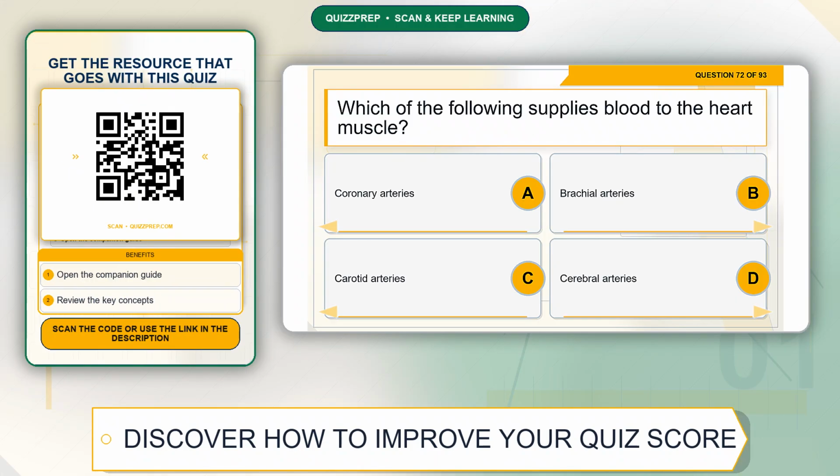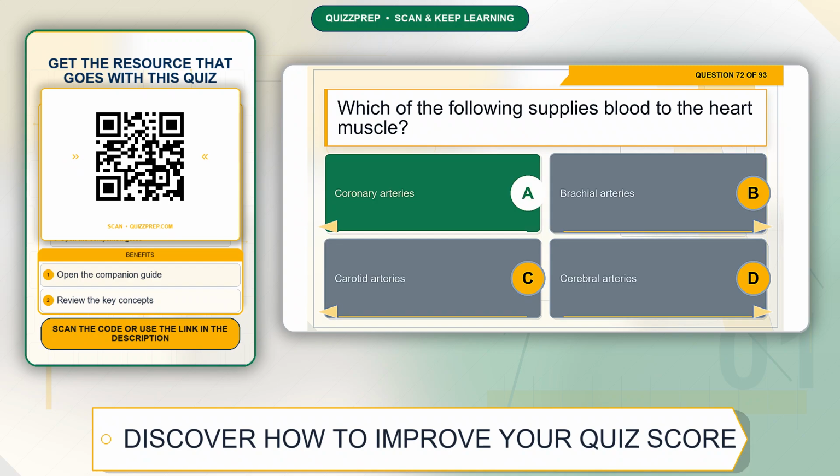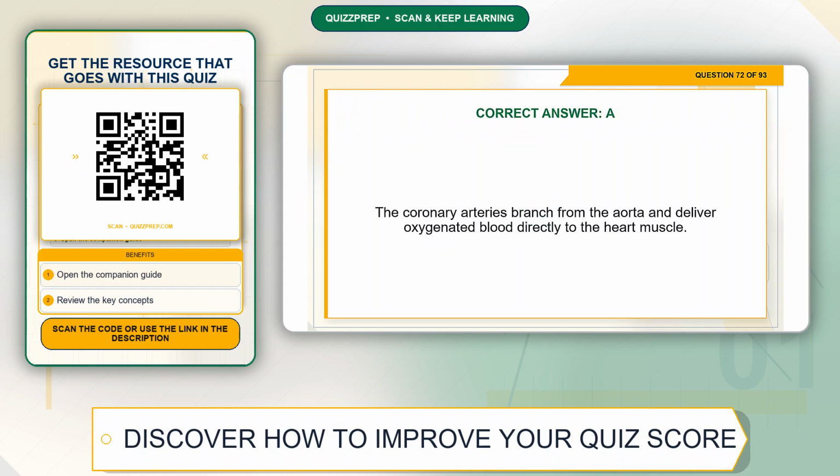Question 72. Which of the following supplies blood to the heart muscle? Option A, coronary arteries. Option B, brachial arteries. Option C, carotid arteries. Option D, cerebral arteries. The correct answer is option A, coronary arteries. Explanation. The coronary arteries branch from the aorta and deliver oxygenated blood directly to the heart muscle.